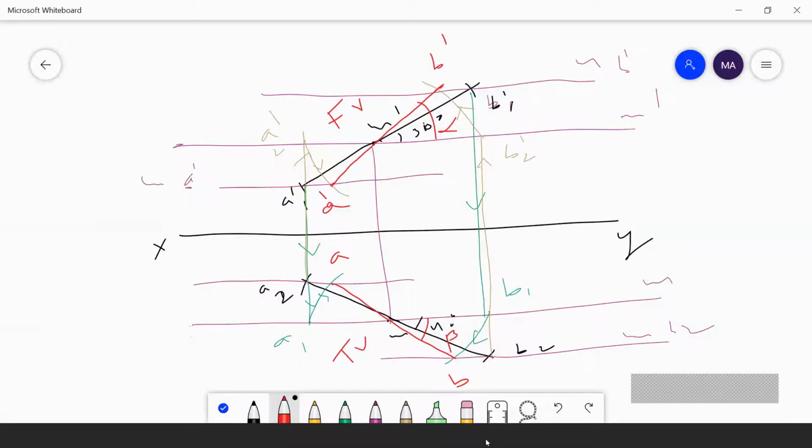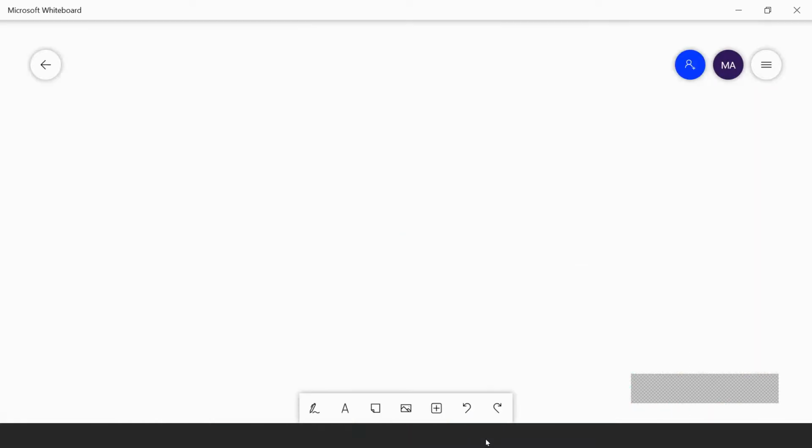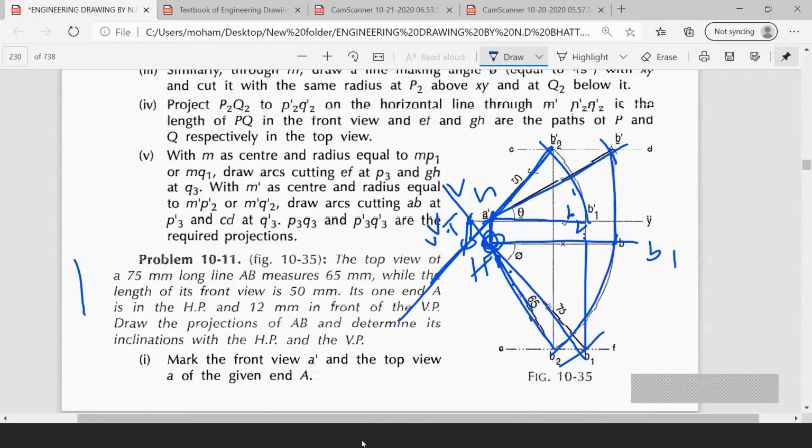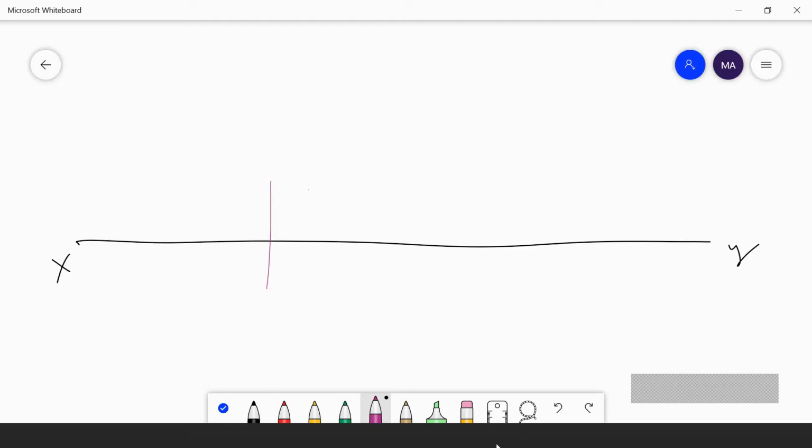So, what will you do? First, you will draw the reference line XY and you will mark the positions of A and B. Here he has given the positions of A and B. One end A is in the HP and 12 mm in front of VP.